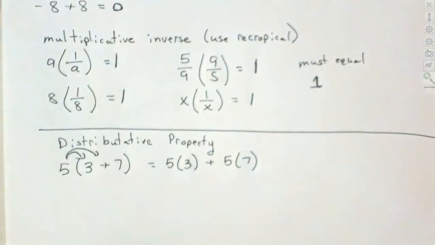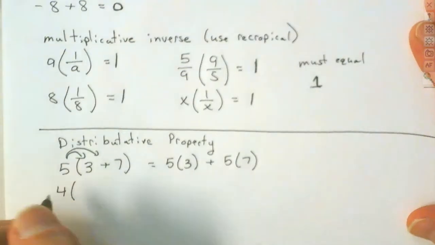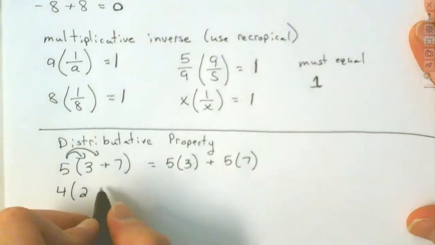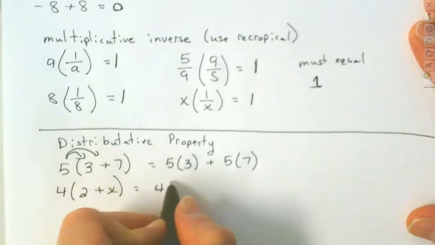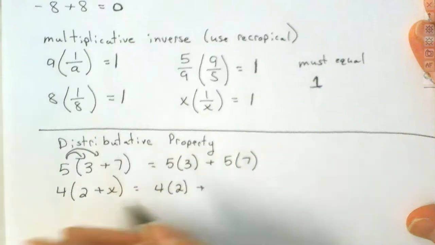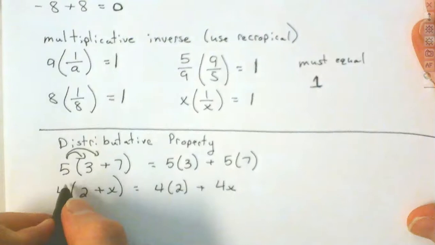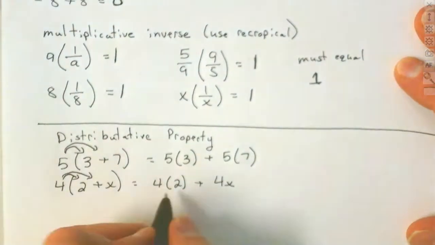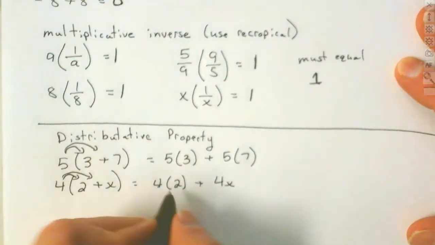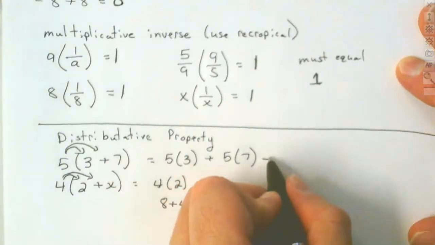It works the same with variables. 4 times 2 plus x is the same thing as 4 times 2 plus that 4x, right? Because you can distribute that 4 through. When we draw our arrows, we use what's called the distributive property. And by the way, this can be split up because 4 times 2 is an 8, and that would make that then a 4x.